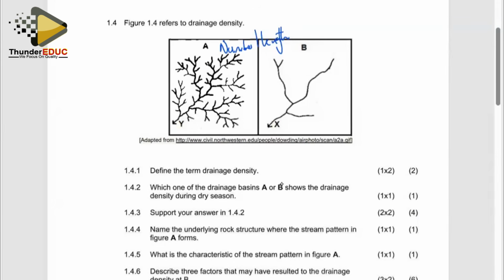Right. Which of the drainage basin A or B shows higher drainage density during dry season? Right, during the dry season, what is going to happen there? During the dry season, we have typical problems of loss of moisture on the ground, and it means some of the streams are going to dry up. So we'll be having only the main streams. These other tributaries, which are small, during the dry season they dry up, and only the major rivers will sustain and will keep on flowing. So basically, it's B in this instance. Support your answer.